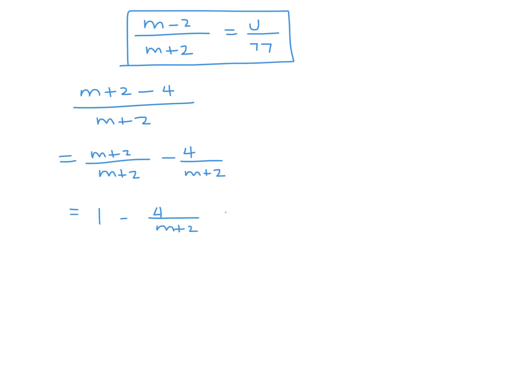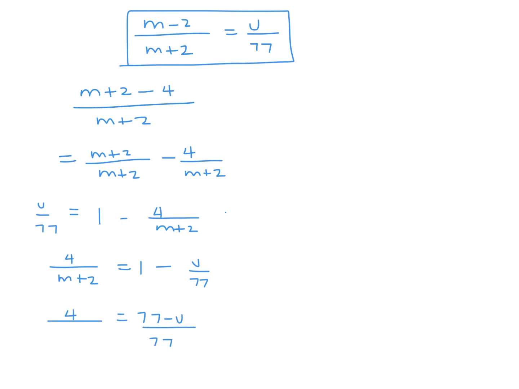And then this is still u over 77. And then I can bring this over here, 4 over m plus 2, like that. And this is 1 minus u over 77. And then can I do anything? I can get a common denominator and just make the 77 minus u over 77.